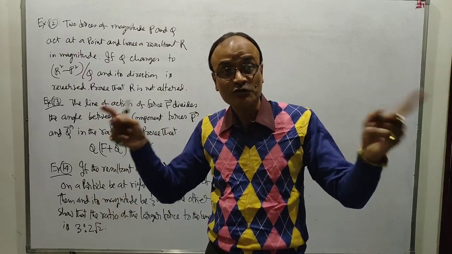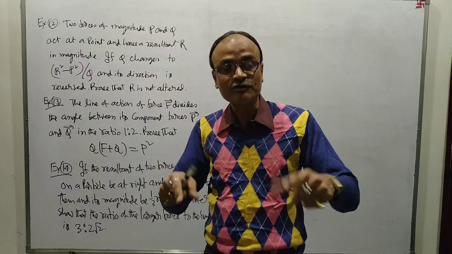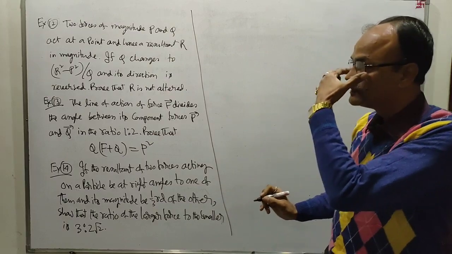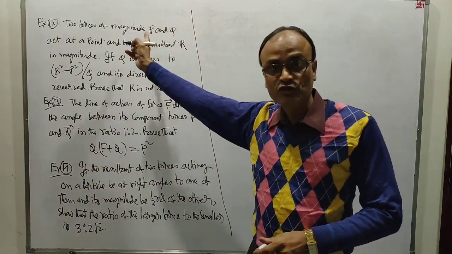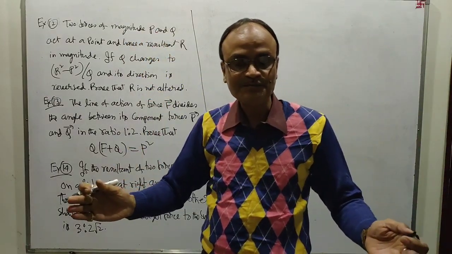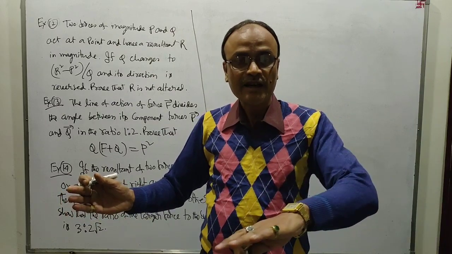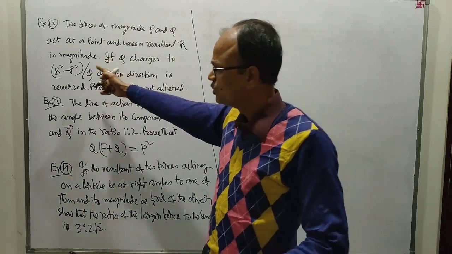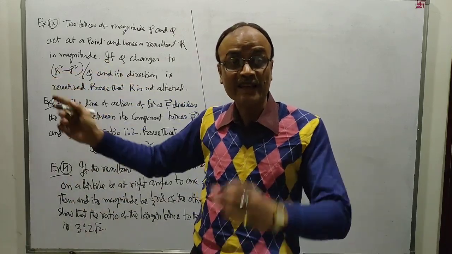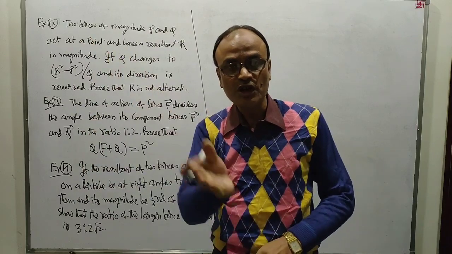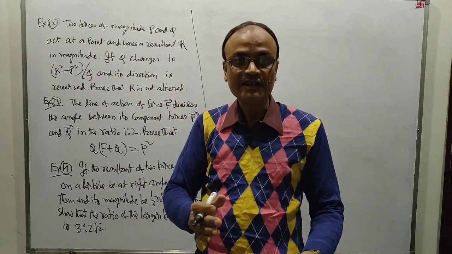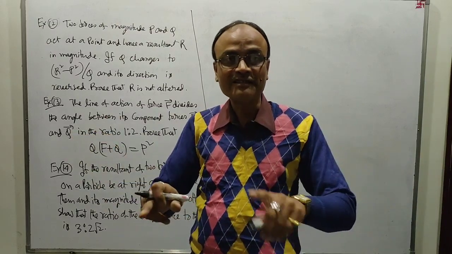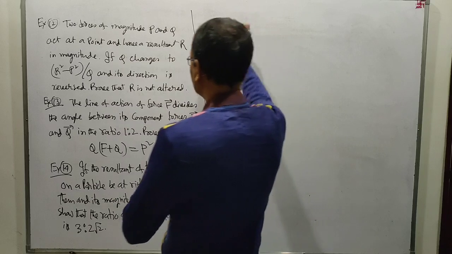The magnitude of the resultant in this case is also R. Two forces of magnitude P and Q have a resultant R. If Q is changed to R square minus P square divided by Q and at the same time the direction of the force is reversed, then the resultant is again R.